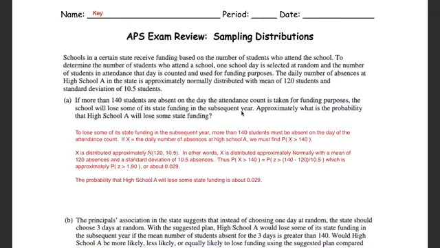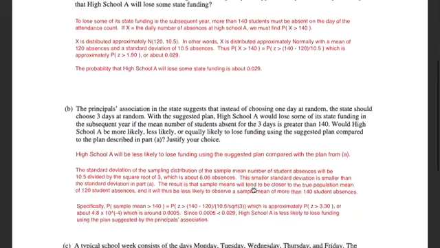So then I finished with a concluding statement. The probability that high school A will lose some state funding is about 0.029. It's very important to remember to put context into your answer even when it's an answer about calculating something. So now a different plan.